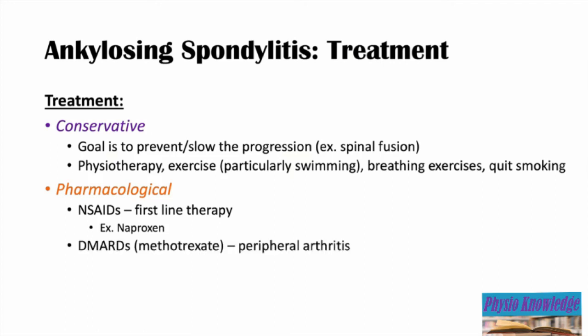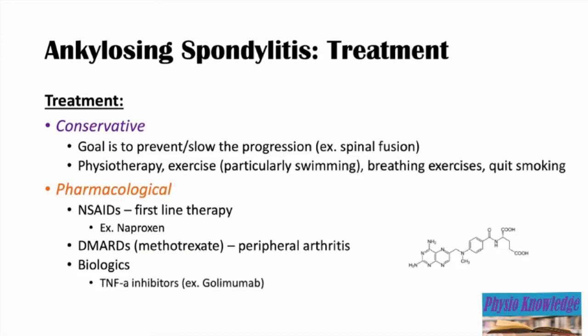For other patients that have other issues like peripheral arthritis, we can use disease-modifying agents, so DMARDs like methotrexate. And for patients that don't respond to NSAIDs and don't really respond to other treatments, we can use biologics. These are very expensive. Some of these include TNF-alpha inhibitors like golimumab. And then another class of biologics that can be used are the JAK1 inhibitors like upadacitinib.